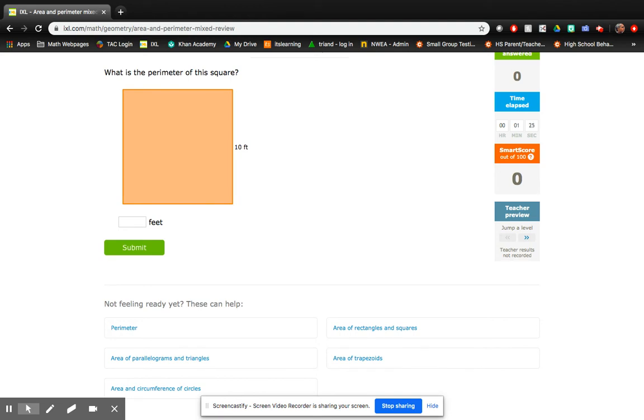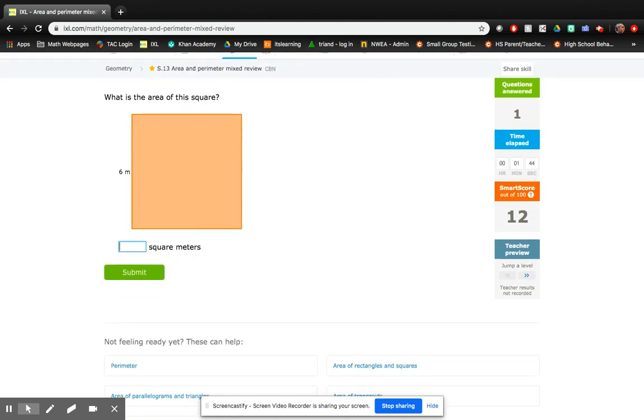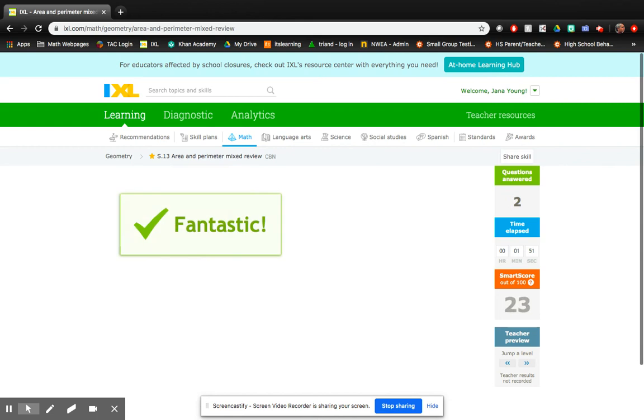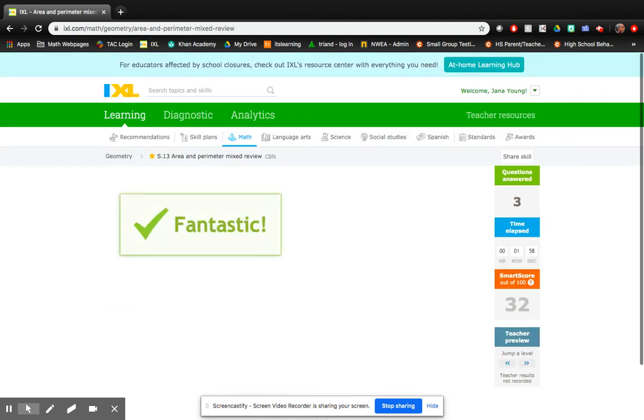So perimeter, remember perimeter is just all the way around, so there is a formula for the perimeter of a square. It's 4 times the length of a side, but it's just because each side is the same length. So 10 plus 10 plus 10 plus 10 is 40. Area of a square, side squared, or length times width, 6 times 6, 36. Perimeter of a square again, 1 plus 1 plus 1 plus 1 is 4.